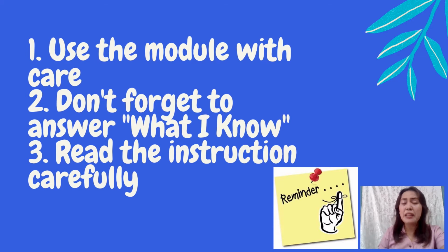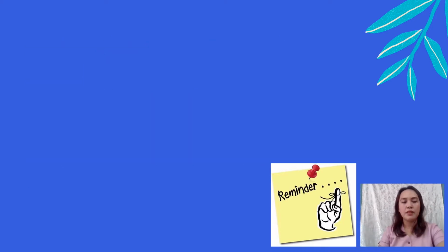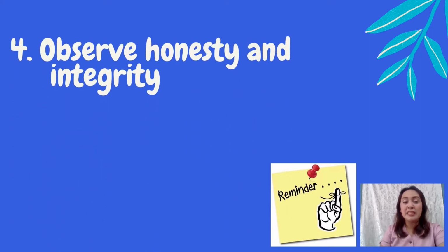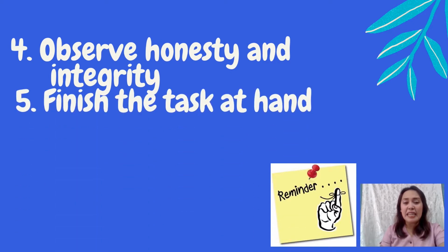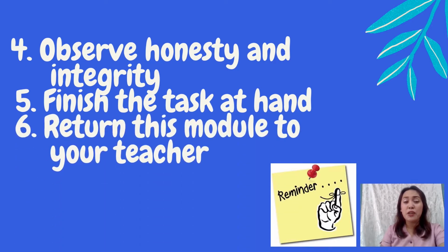Number 3. Read the instruction carefully before doing each task. As for this episode, I will be with you as you accomplish some of the tasks and activities for the Quarter 1, Module 2 of the subject 21st Century Literature from the Philippines and the World. Number 4. Observe honesty and integrity in doing the task and checking your answers. Number 5. Finish the task at hand before proceeding to the next. And number 6. Return your module to your teacher or facilitator once you are through with it.